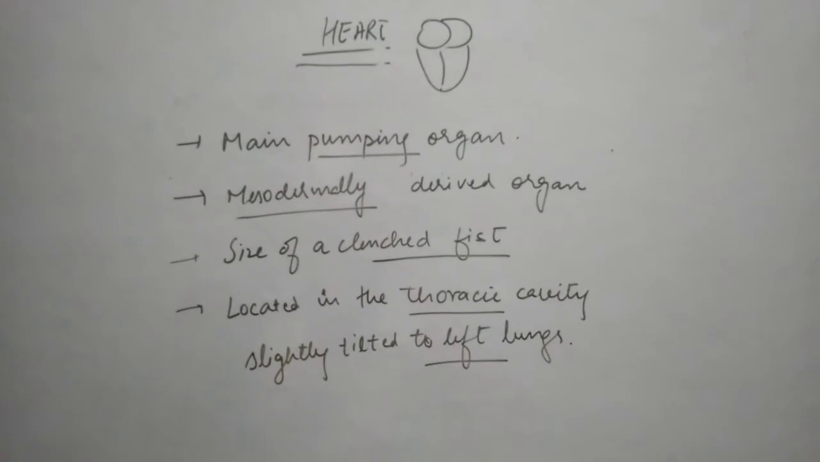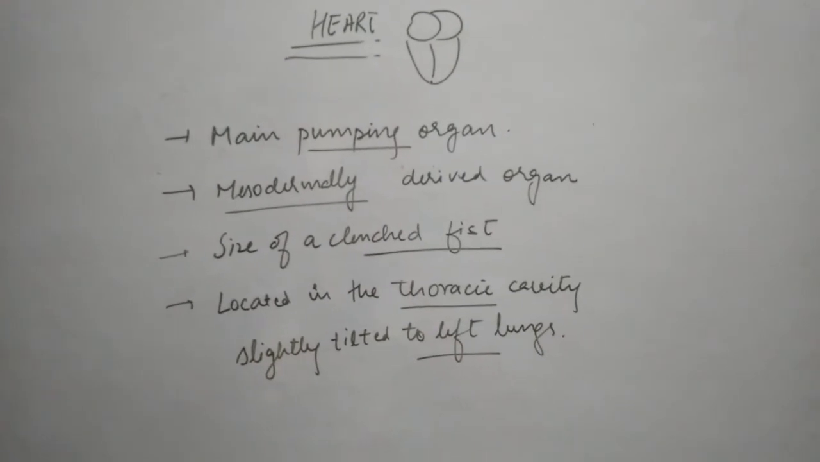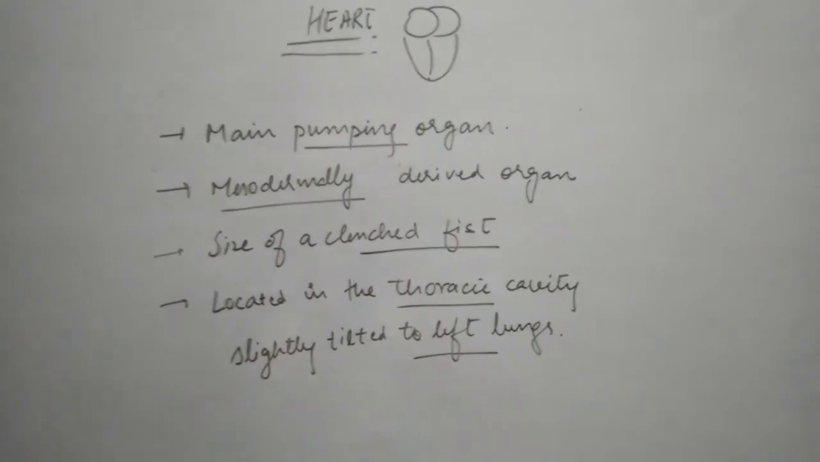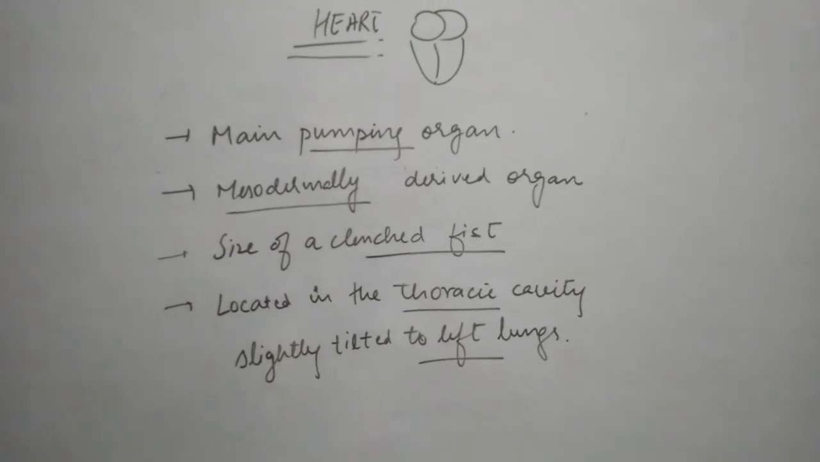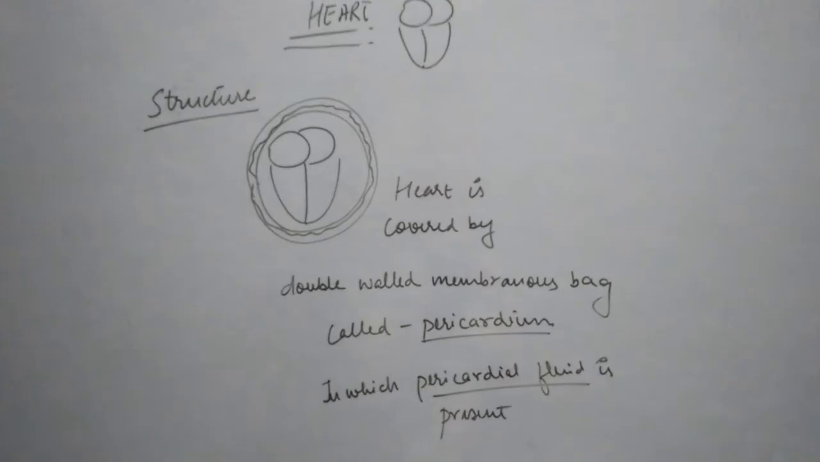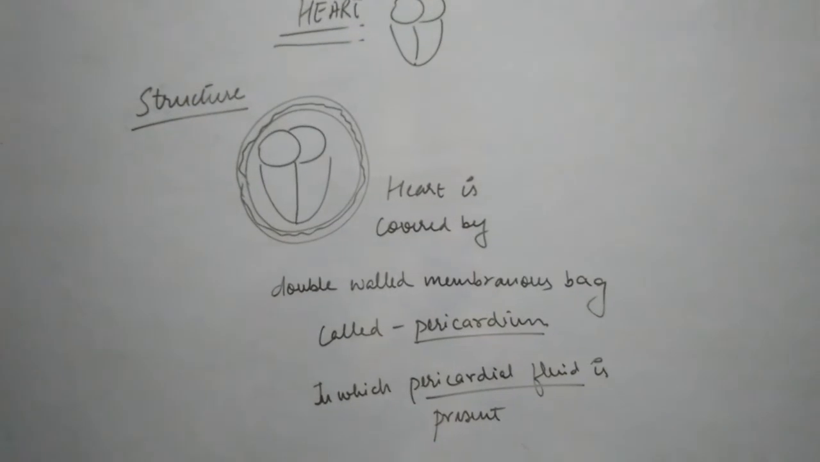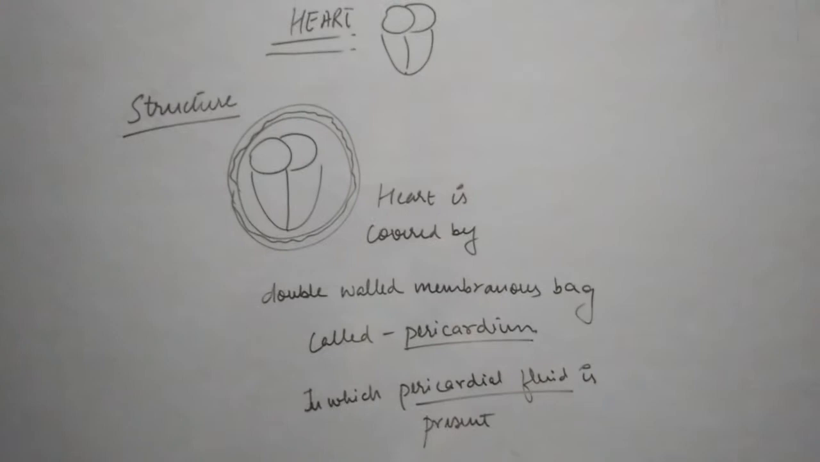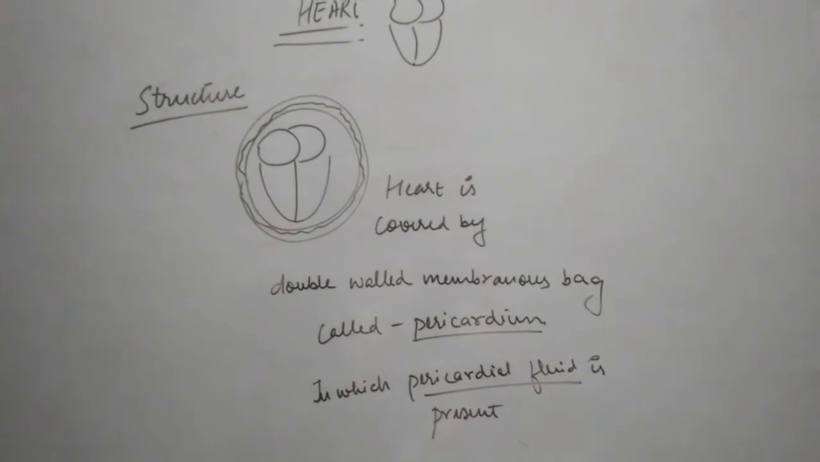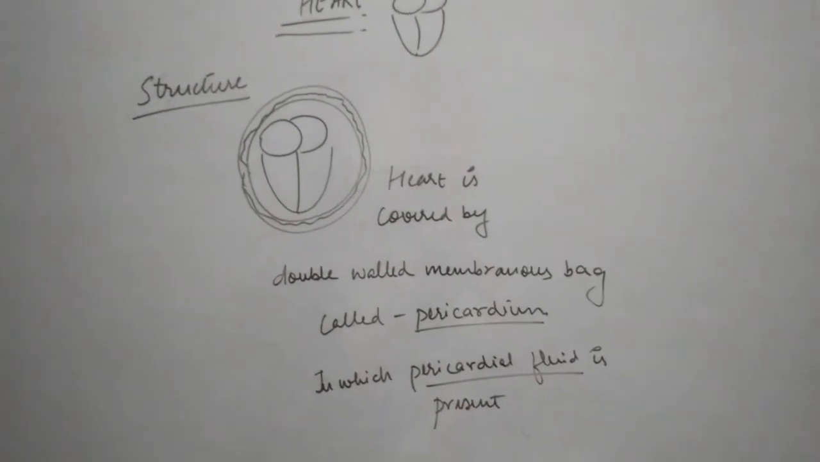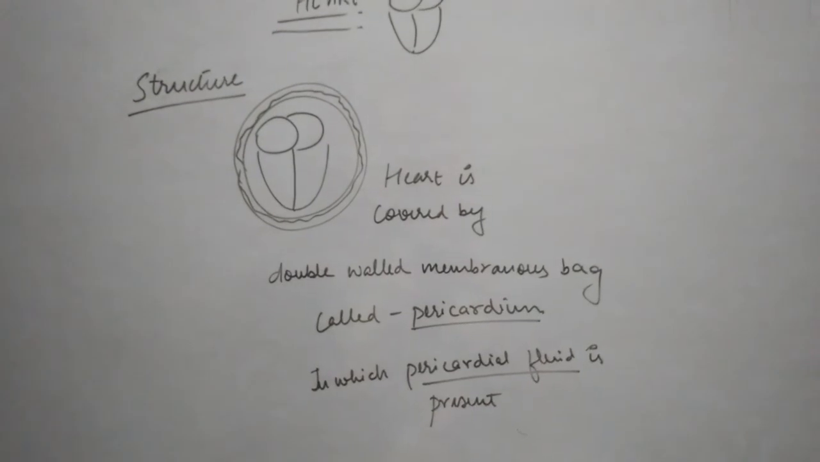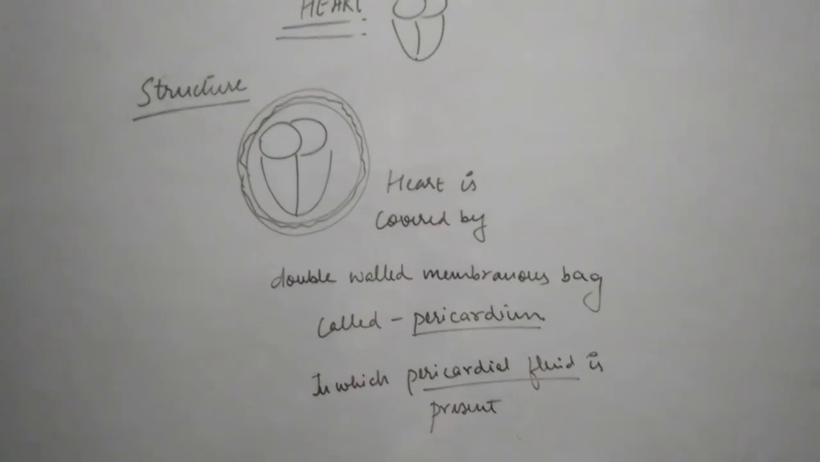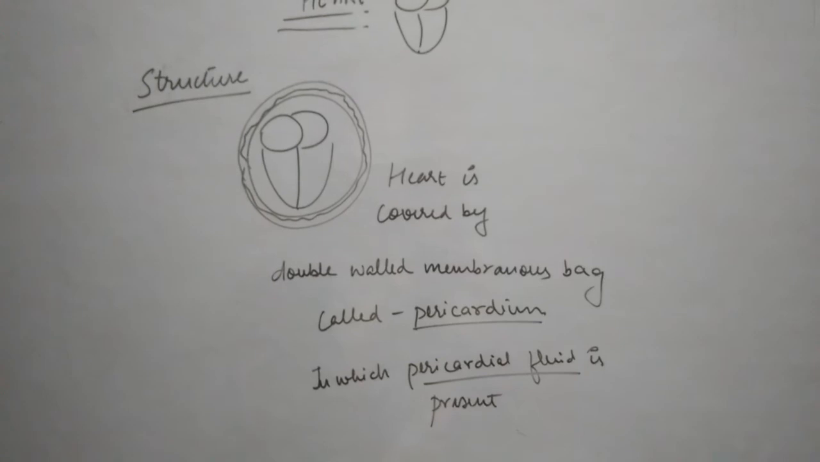Now the size of a heart is like a clenched fist, and it's located in the thoracic cavity and slightly tilted to the left. Now talking about the structure of the heart. The heart is covered by a double-walled membranous bag called the pericardium, and inside this bag we have a fluid which helps in the protection of the heart. That fluid is called pericardial fluid.